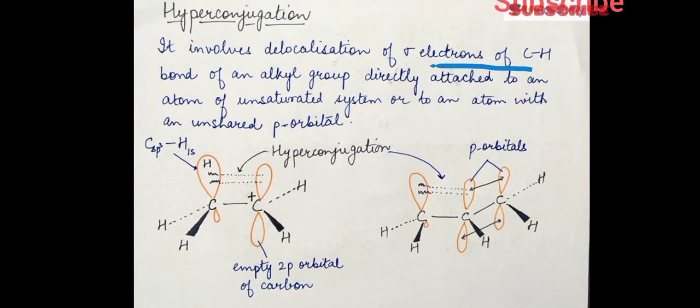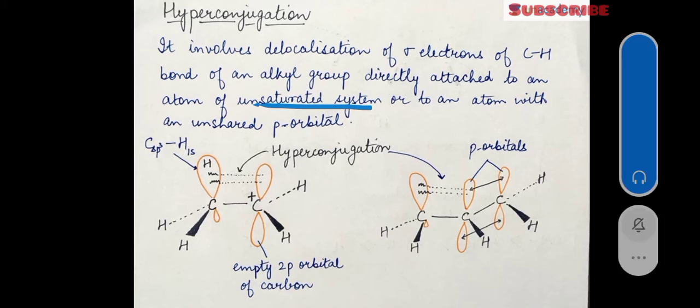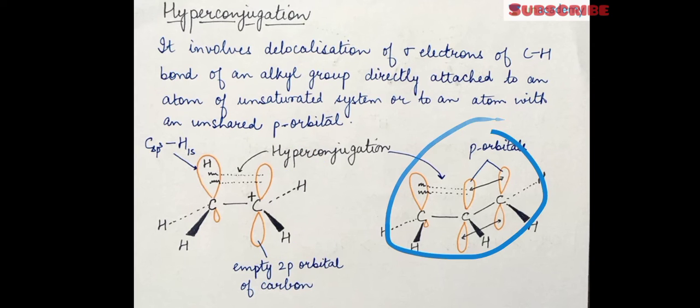of the CH bond of an alkyl group directly attached to an atom of unsaturated system or to an atom with an unshared p orbital. Now yes, this definition seems quite confusing. So let us understand this with the help of these two examples.